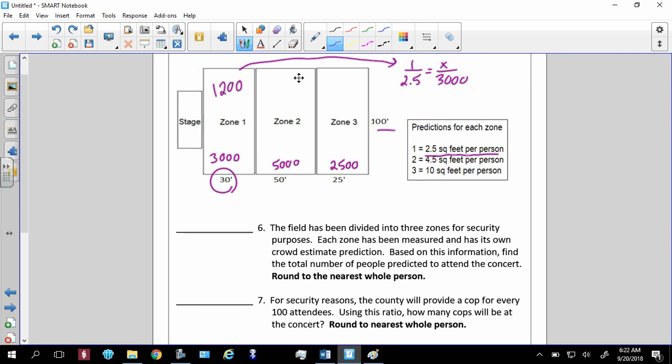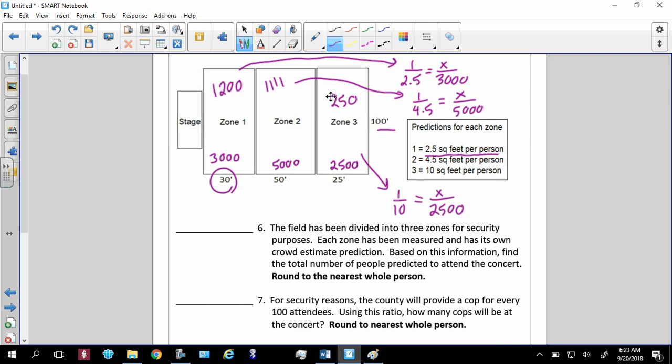All right, zone 2, draw a line over there. One person takes up 4.5 square feet. How many people? X over 5,000. So let's see. We're going to round that to 1,111 people. And zone 3 would be 1 over 10 is equal to X people over 2,500. Cross multiply and solve, I believe that will be 250.